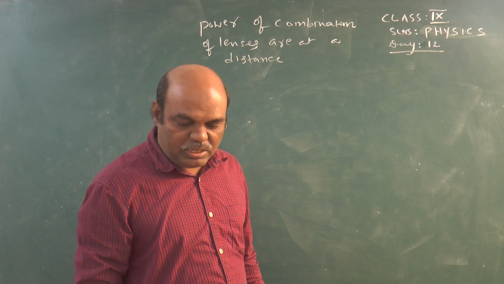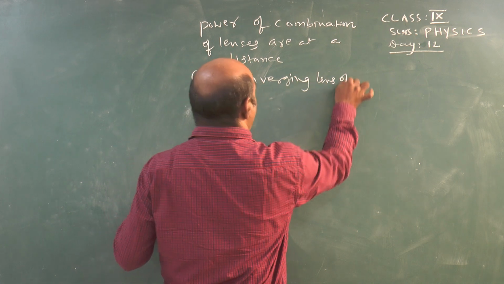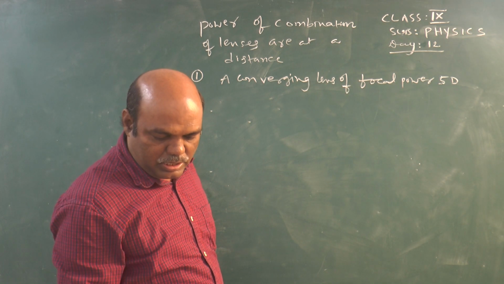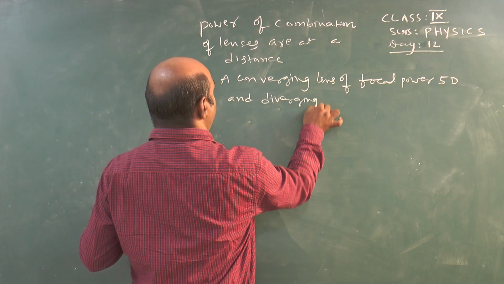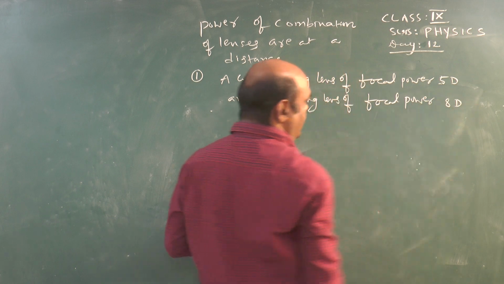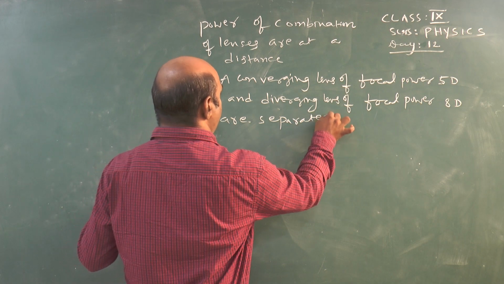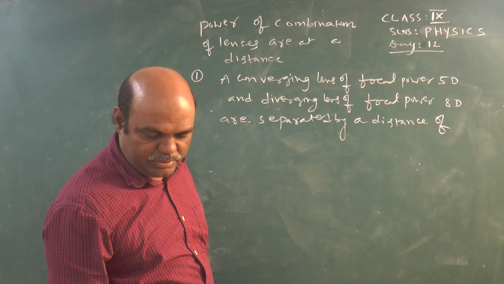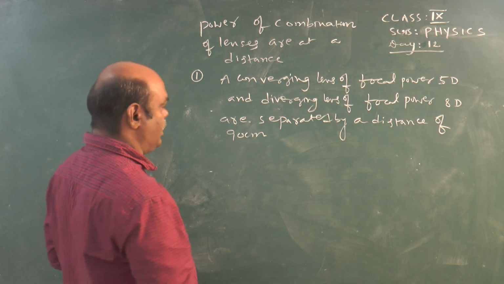First problem. A converging lens of focal power 5 diopter and a diverging lens of focal power 8 diopter are separated by a distance of 90 centimeter. Then find the equivalent focal power.